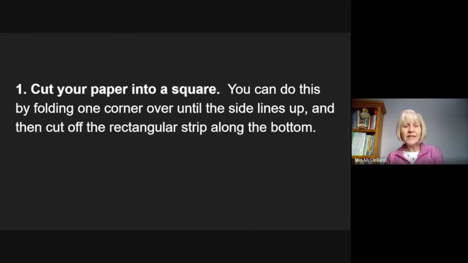So what you're going to need is a square of paper. So to make a square of paper, fold one corner over to the other side and line them up. And then you'll have a rectangular strip along the edge. Just cut this off and you'll be left with a square of paper. So if you had photocopy paper, it would have started life as A4. Fold it over and make that square.